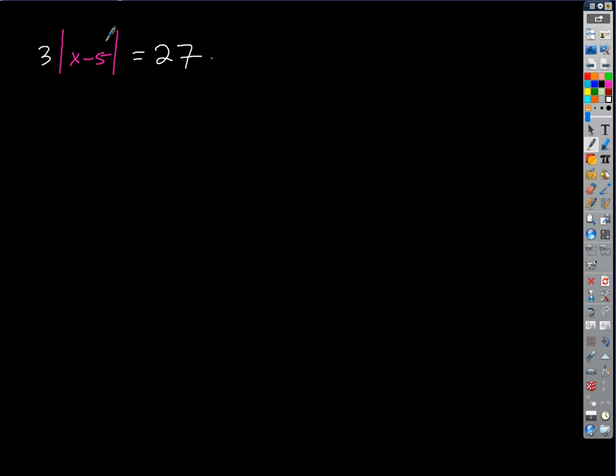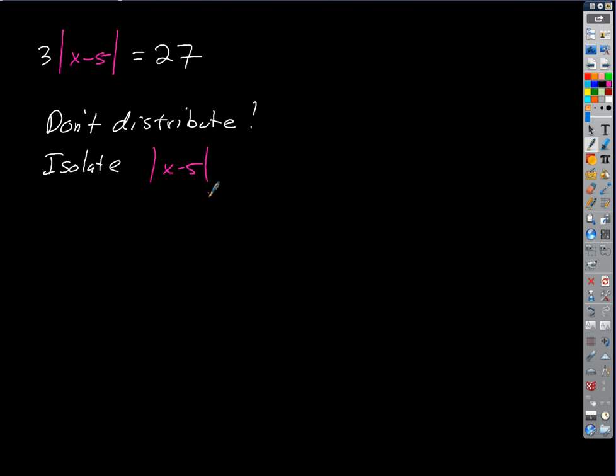What do we have to do instead? We got to isolate the absolute value, right? The pink part. We have to get this stuff by itself on one side of the equation, and then I make my trade for 2 equations. So don't distribute. Instead, we want to isolate the absolute value of x minus 5.